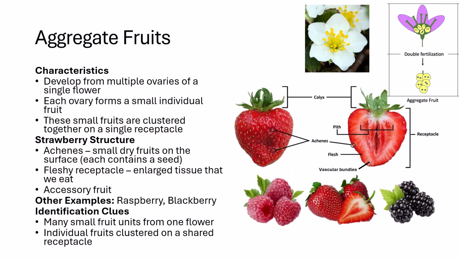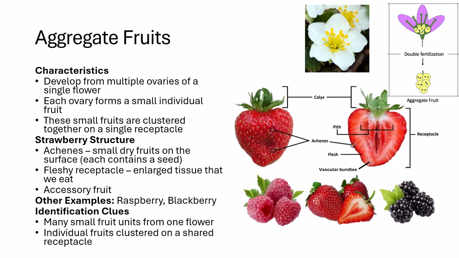Aggregate fruits develop from multiple ovaries within a single flower. Instead of forming one fruit from a single ovary, each ovary develops into its own small fruit, and these small fruits remain clustered together on a shared receptacle. The strawberry is a classic example of an aggregate fruit. In strawberries, the structures that look like seeds on the outside are actually achenes, which are small dry fruits that each contain a seed. The fleshy part that we eat is actually the receptacle, which expands as the fruit develops.